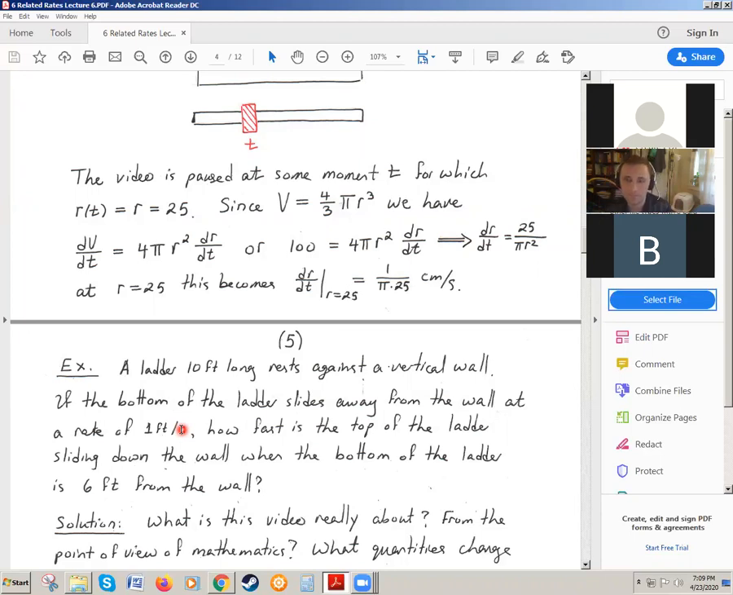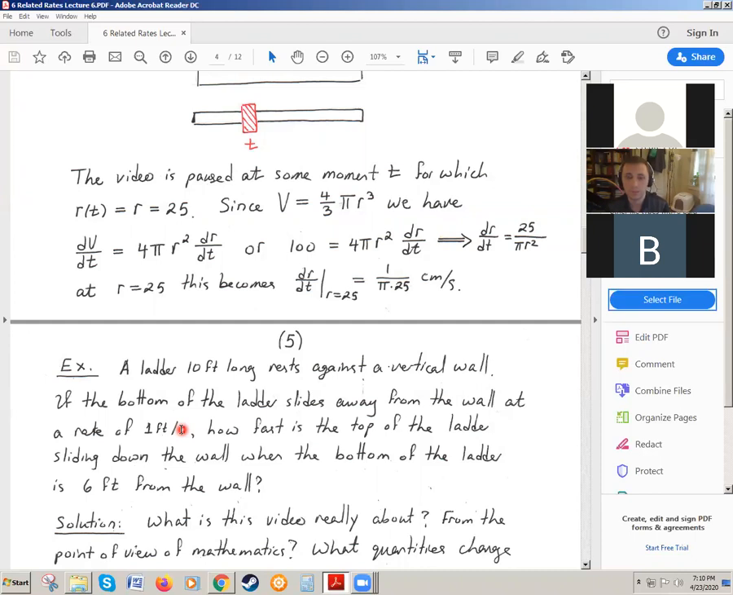So then what you're going to do is compute what I said before: 2x times the derivative of x plus 2y times the derivative of y is equal to 0. That's beautiful. Hold on a second.